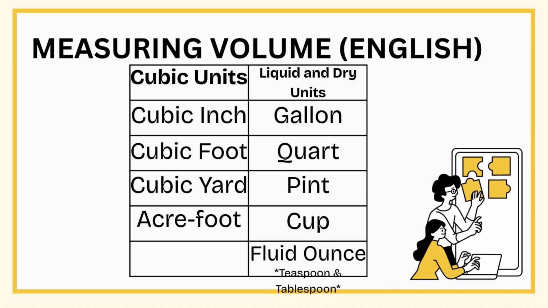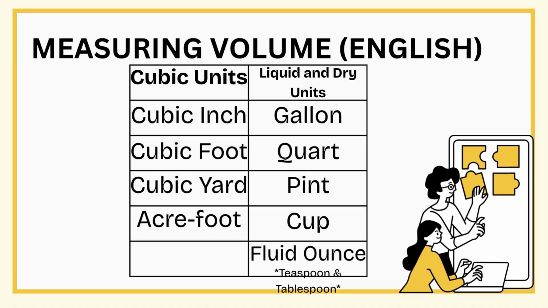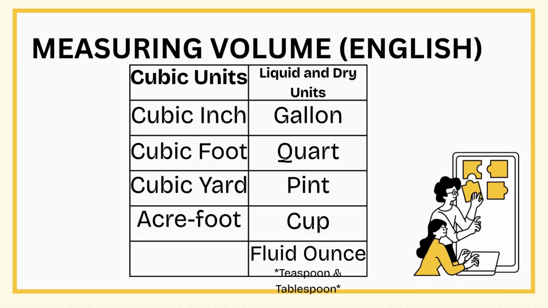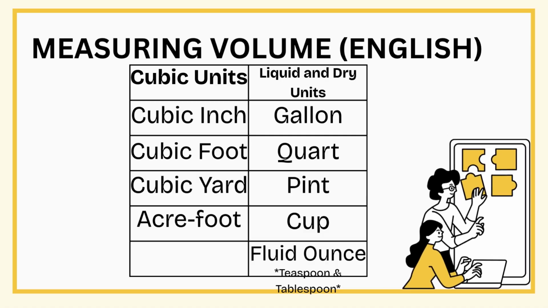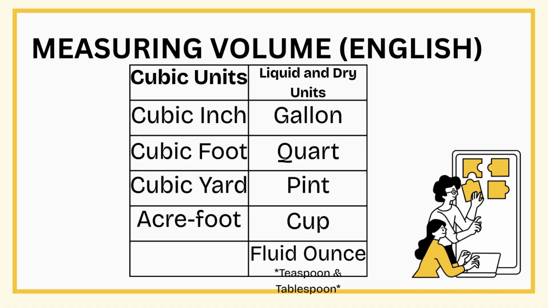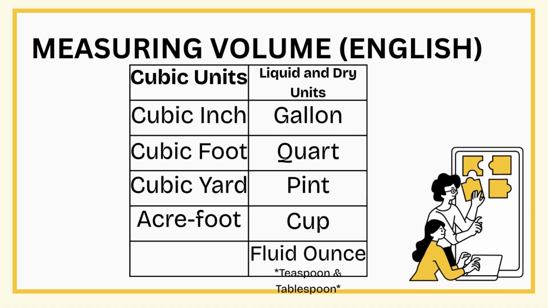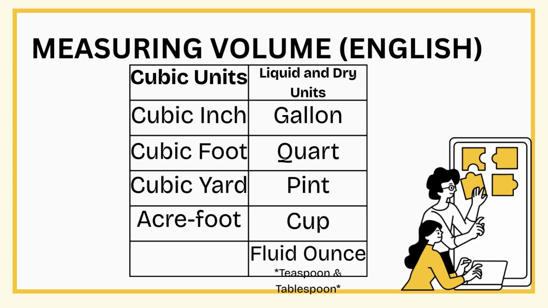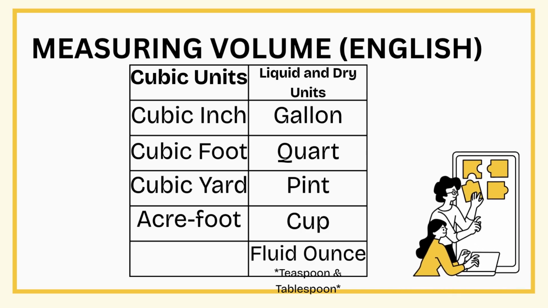For liquid and dry units, we have 6 known units. 1. Gallon. A common unit for liquid volume. 2. Quart. 4 quarts equal 1 gallon. 3. Pint. 2 pints equal 1 quart. 4. Cup. A unit for measuring quantity, often used in cooking. 5. Fluid ounce. A smaller unit, with the US and UK fluid ounces having different values. 6. Teaspoon and tablespoon, common small volume units, especially for cooking.